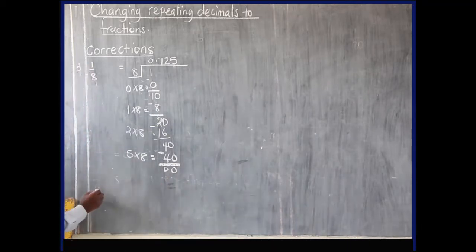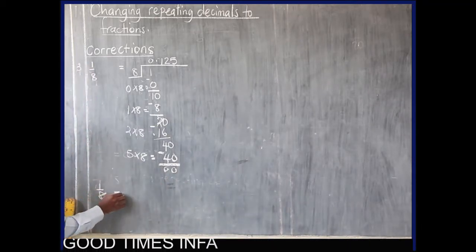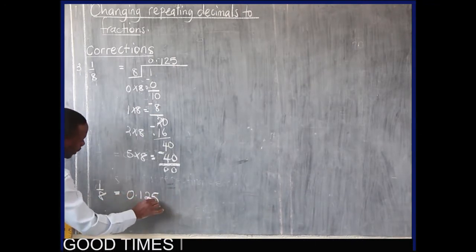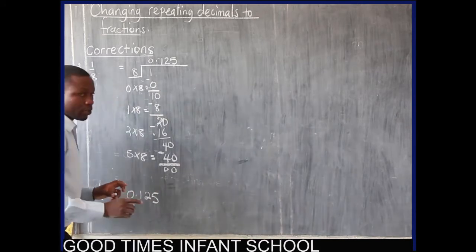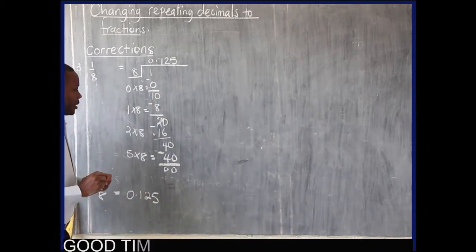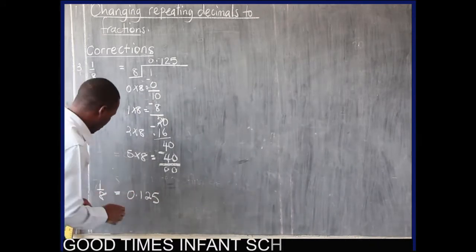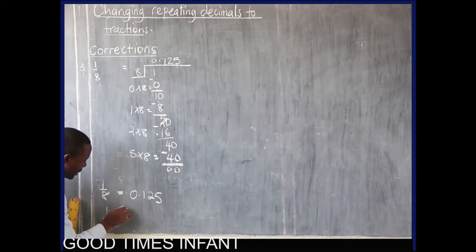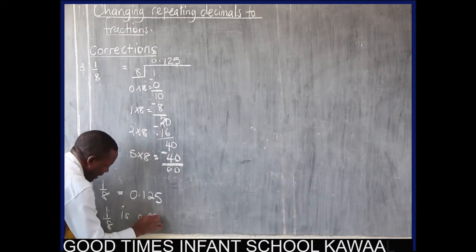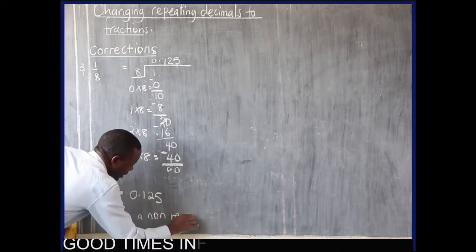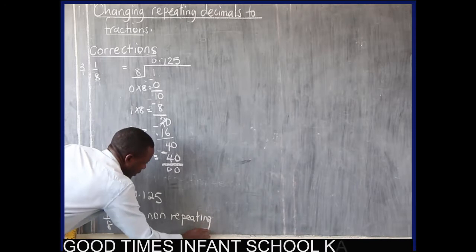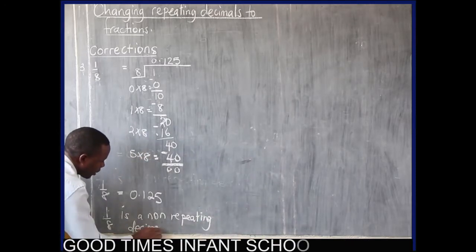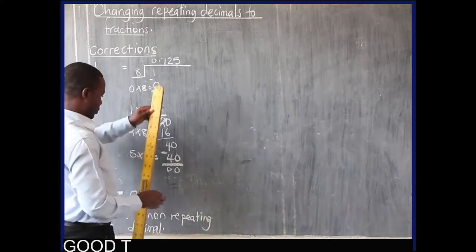Therefore, 1 out of 8 equals 0.125. What is the answer? The question says identify. Is it a repeating or non-repeating? So we say 1 out of 8 is a non-repeating decimal. When you don't put this answer, it means you have not answered the question.